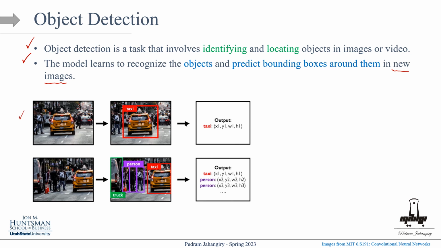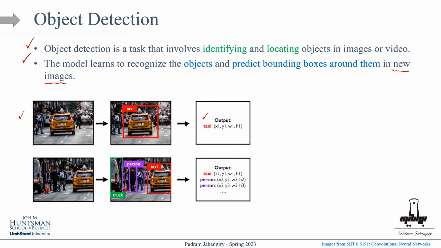Imagine this is a picture that we have. We can say, let's detect if there's a taxi in this image or not. So here's going to be the output. Already we have multiple outputs: x, y, width, and height. So those are basically bx, by, bw, bh.